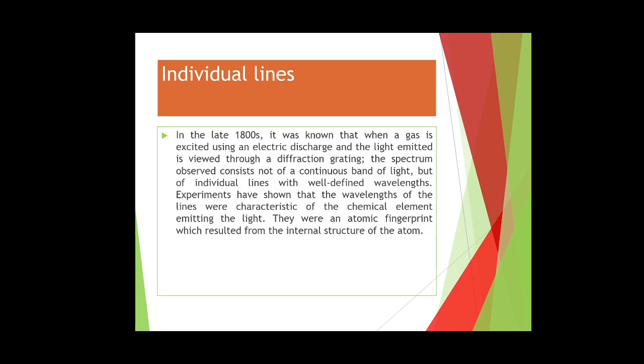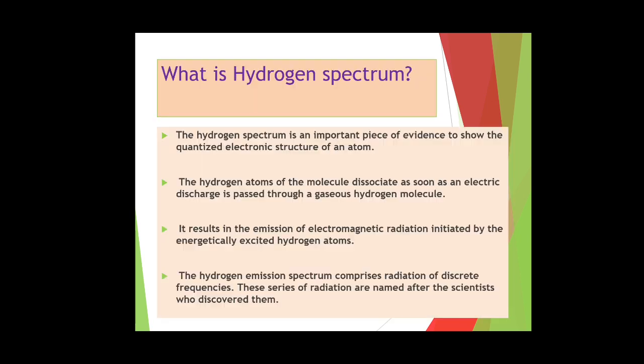In the late 1800s, it was known that when a gas is excited using an electric discharge and the light emitted is viewed through a diffraction grating, the spectrum observed consists not of a continuous band of light but of individual lines with well-defined wavelengths. Experiments have shown that the wavelengths of the lines were characteristic of the chemical element emitting the light. They were an atomic fingerprint which resulted from the internal structure of the atom.